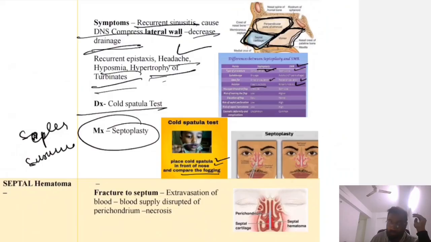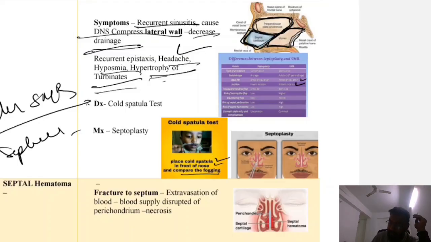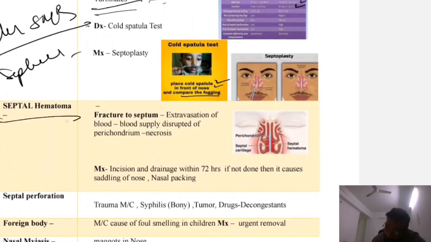I'm not going into detail for septoplasty and SMR. Just remember that septoplasty is better than SMR, and septoplasty is done nowadays. SMR is an obsolete procedure.